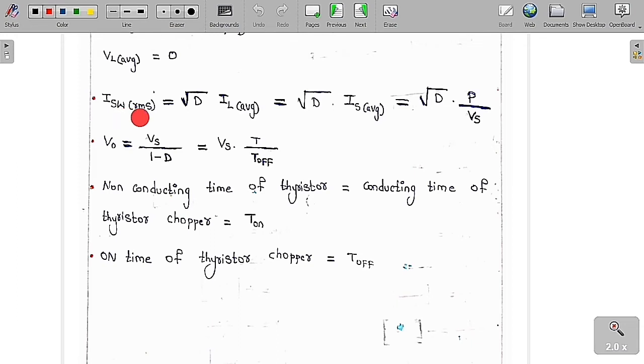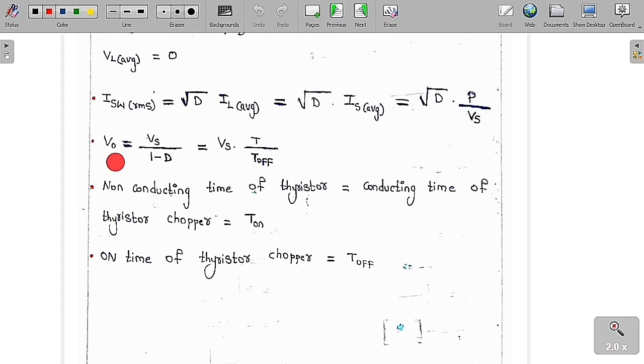The switch current RMS value, just now we have solved, it is IL average into under root of integral dt by T. So dt cancels, and we get IL average into root d. IL average is called the source current average value, both are equal. So root d into IS average. IS average is equal to input power by supply voltage. So simply root d into input power by supply voltage, you can write it in this format also.